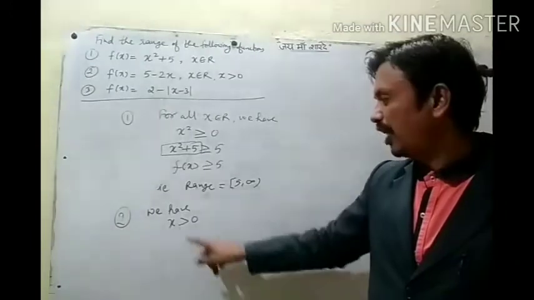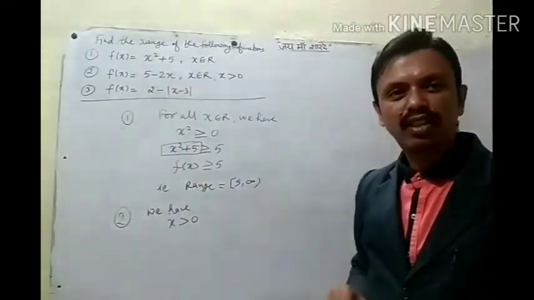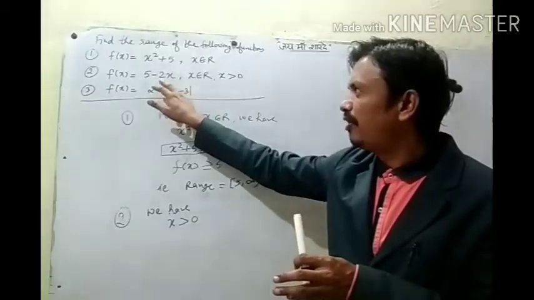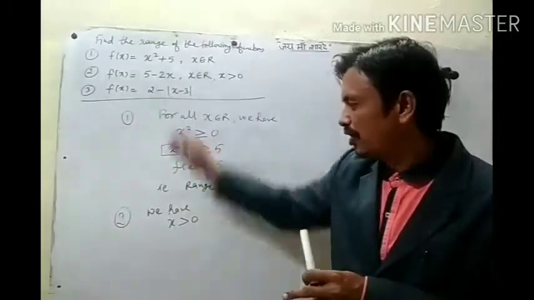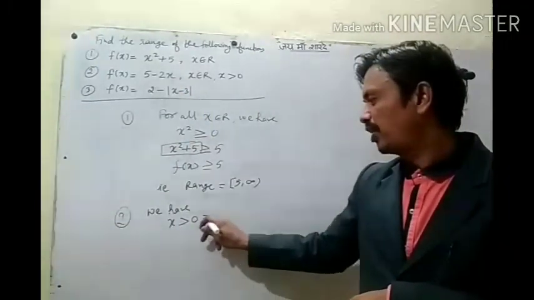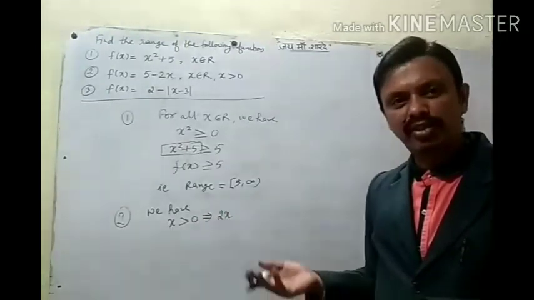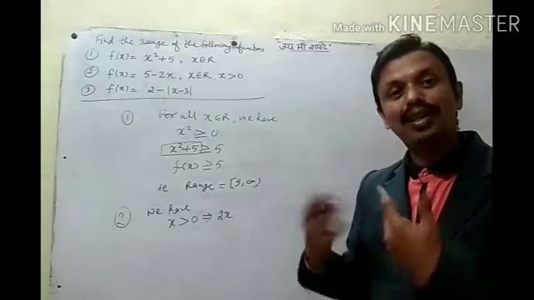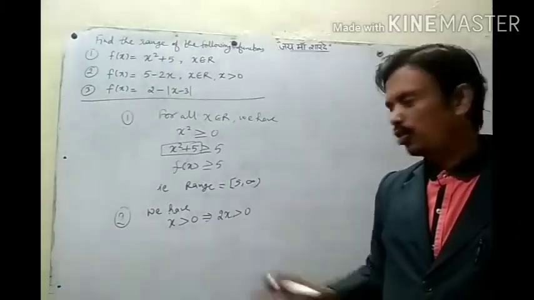Can we convert x more than 0 to 5 minus 2x? Whatever things we have here, the same we'll try to bring here. There is 2x, so we want to bring 2x here. If x is more than 0, what can we say about 2x? Simple. If a number is more than 0, its double will definitely be more than 0 only. So 2x is more than 0.